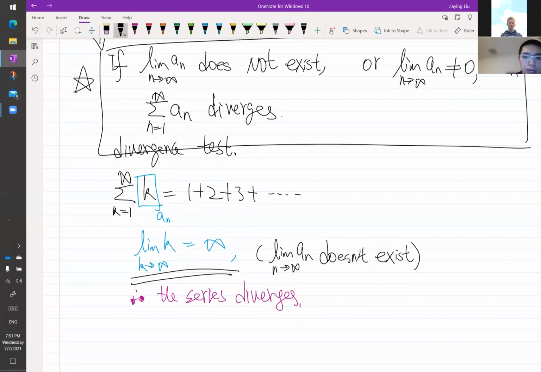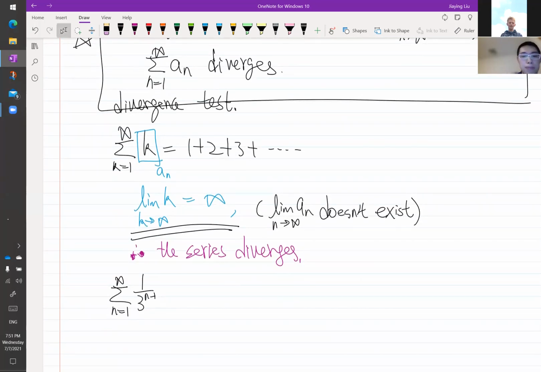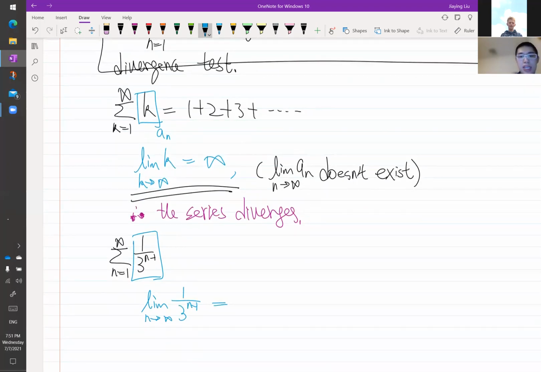Another example, we had earlier another one, I think it was 1 over 3 to the n minus 1, as n goes from 1 to infinity. For this series, we can just focus on the a_n term, and we take the limit as n goes to infinity of 1 over 3 to the n minus 1. What does that give us?